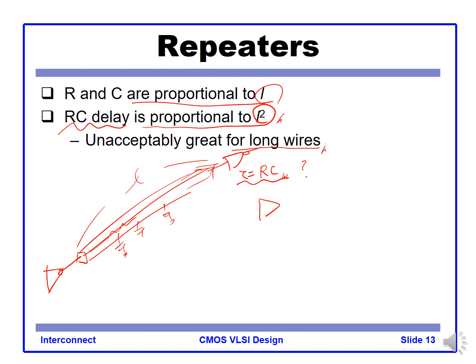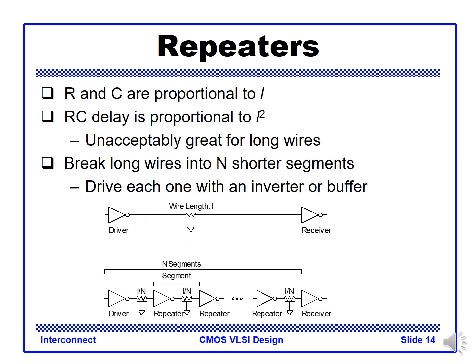The delay from here to here will be very large. For example, we have a driver inverter here, wire length L, and a receiver here. This is a distributed model. We can have N subsections of RC.